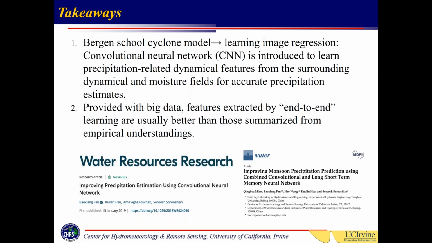And the second paper combined convolution and long short-term memory for monsoon precipitation prediction, which achieved slightly better performance than just using a convolutional neural network.